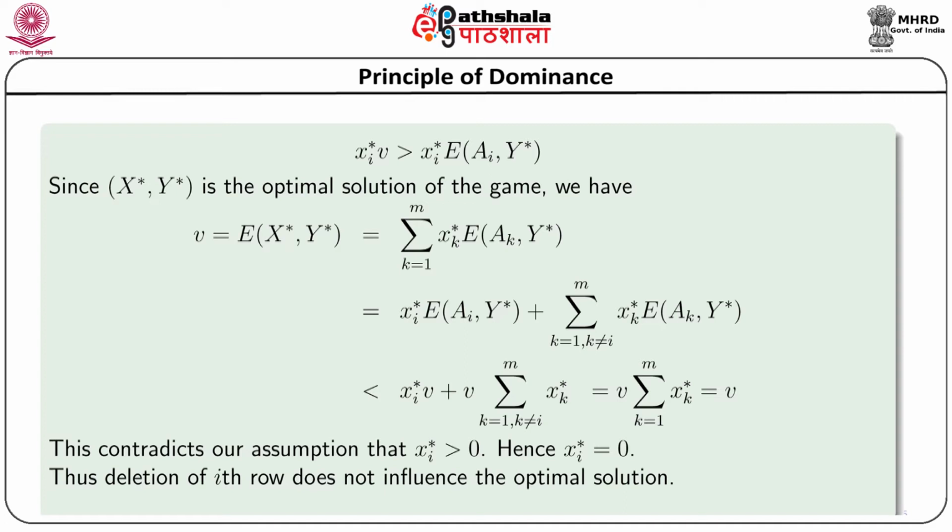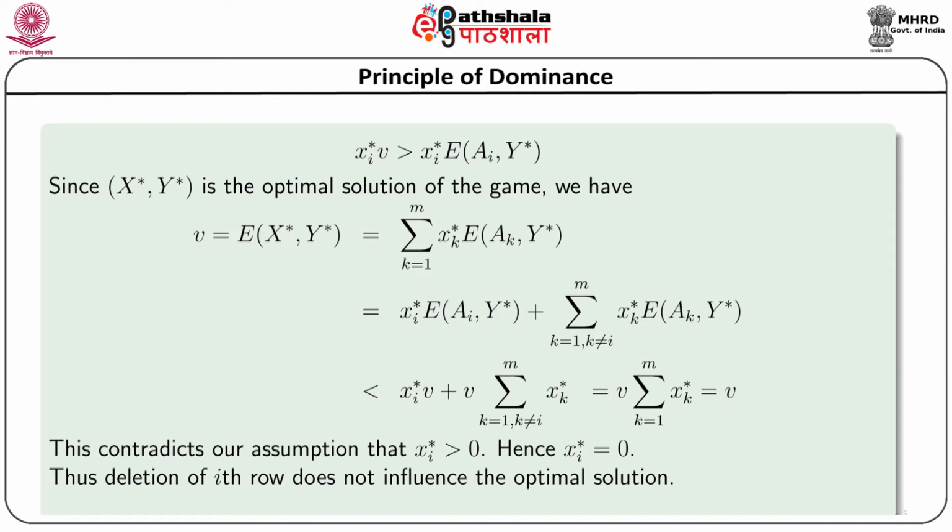Again, since (x star, y star) is the optimal solution of the game, we have v equal to E(x star, y star), which is equal to summation x_k star E(a_k, y star), where k varies from 1 up to m, and this can be simplified as x_i star E(a_i, y star) plus summation x_k star E(a_k, y star), where k equal to 1 up to m, but k not equal to i.